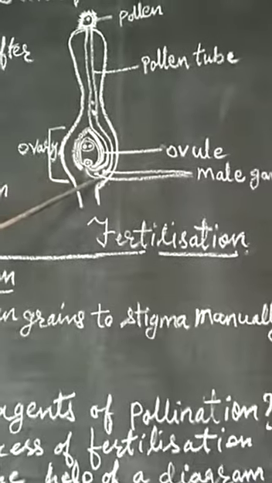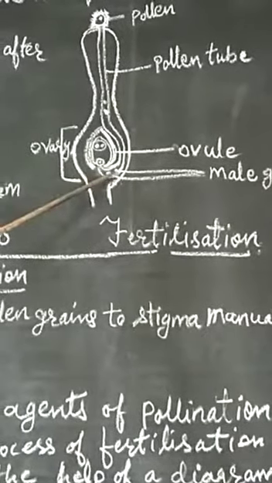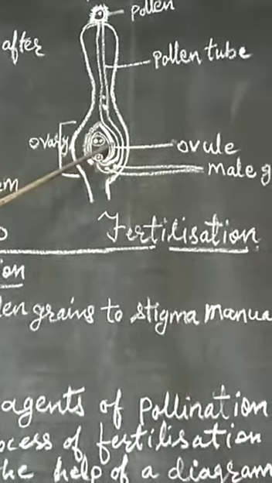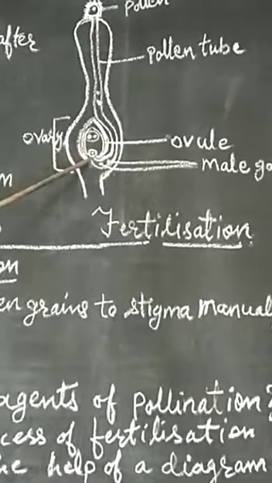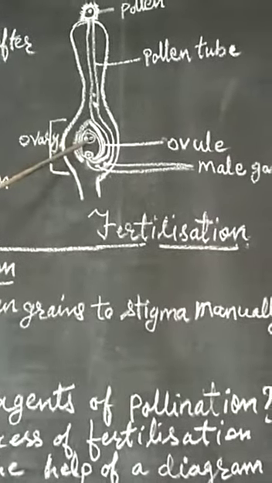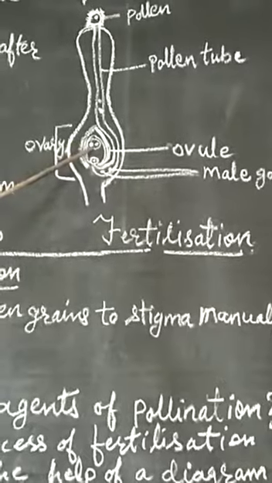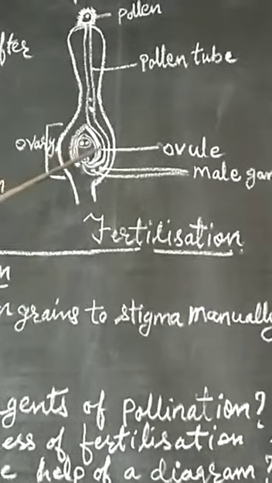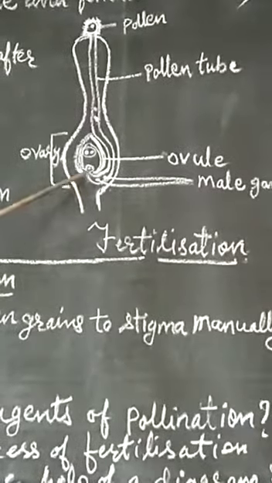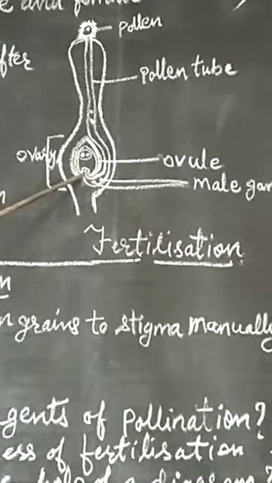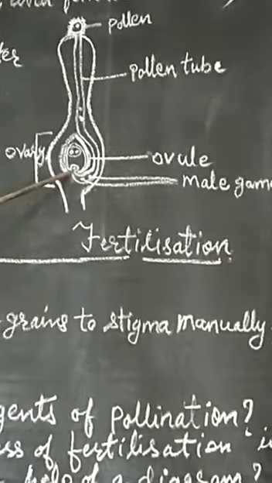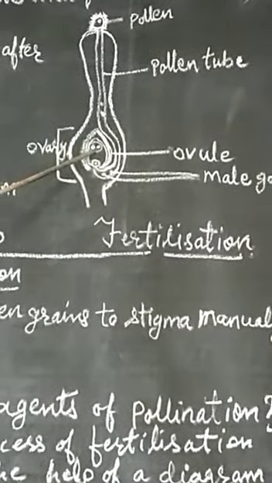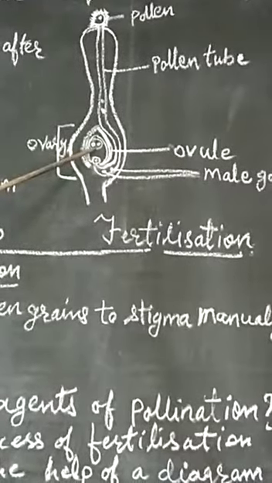After reaching here, the two male gametes enter the ovule. Inside the ovule there is an egg cell and the secondary nucleus, that is, two polar nuclei. One male gamete fuses with the egg cell and forms the zygote, and the other male gamete fuses with the polar nuclei and forms the endosperm.